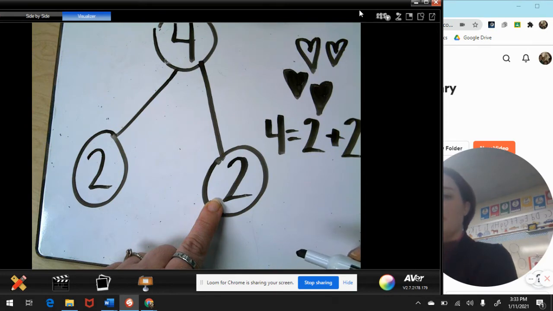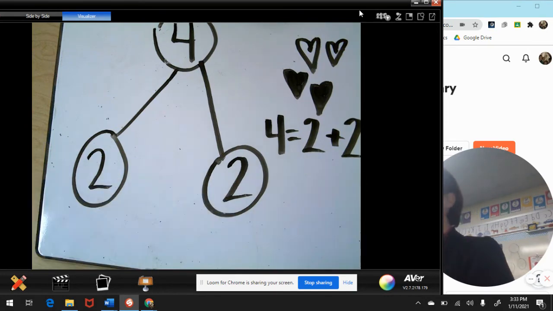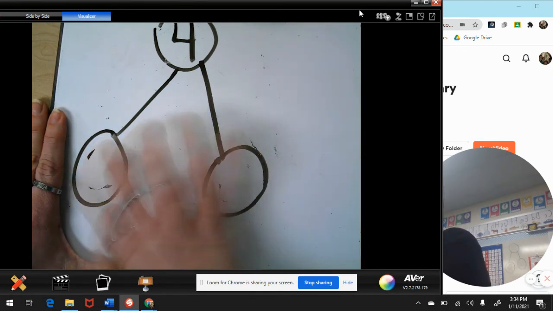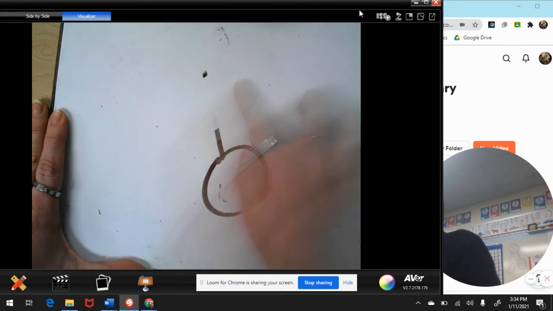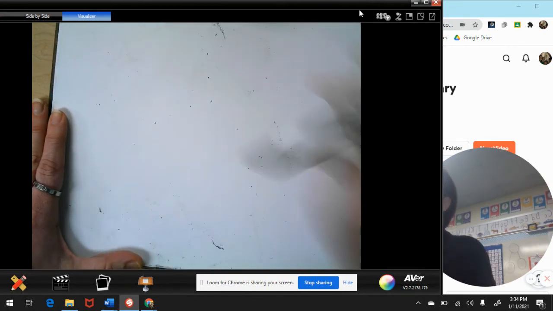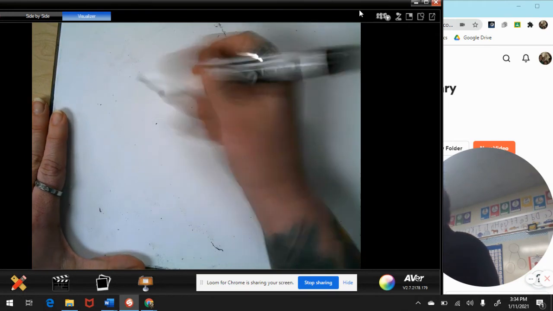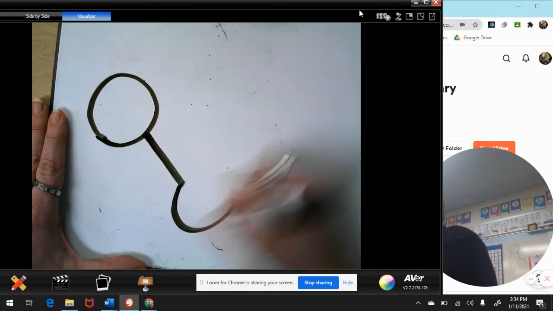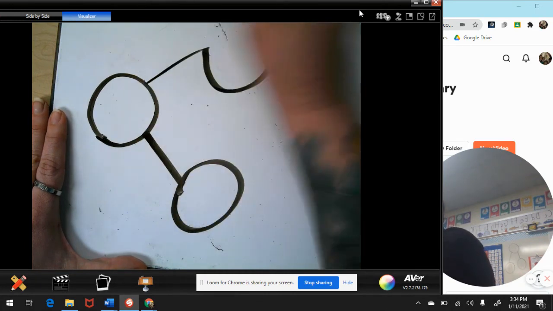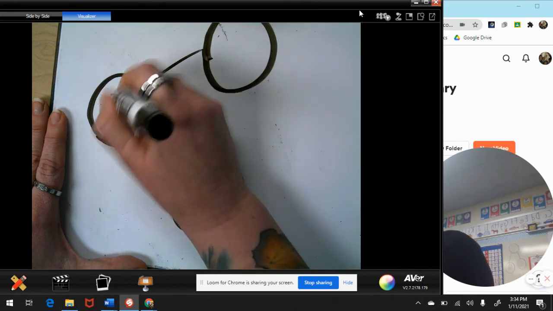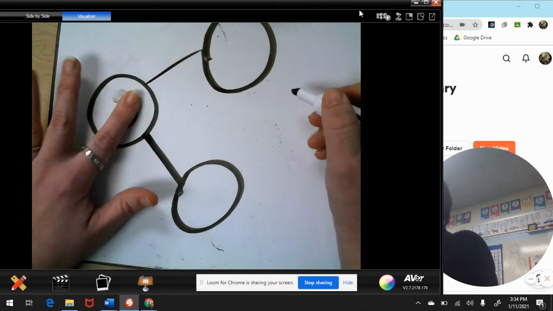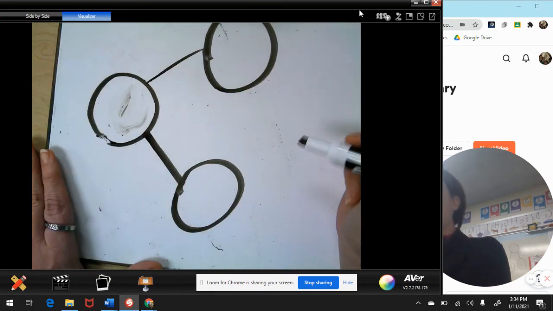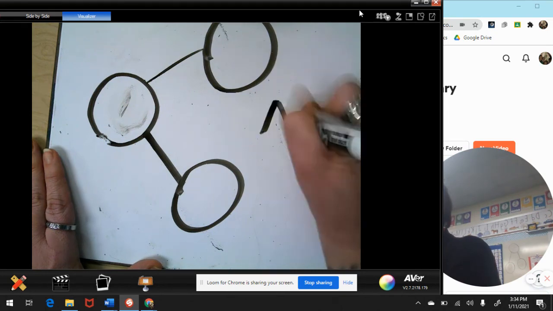Very good. Okay, I'm going to give you another story, but I'm going to make our number bonds look a little bit different. I'm going to try to trick you to see if you can still figure out where the whole goes and where my parts go. Sorry, I gave you the answer. All right, now I'm going to make up a different one. Okay, so there's my number bond. Here is my story.